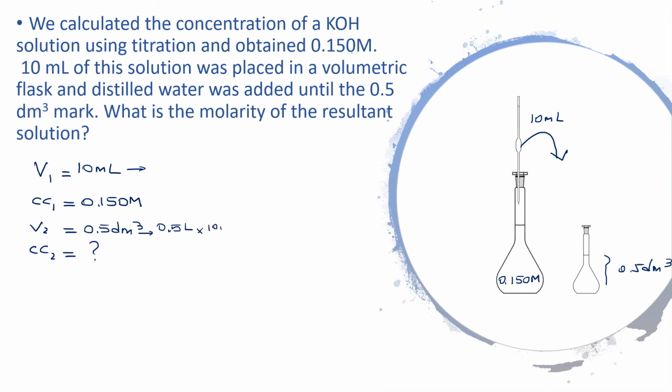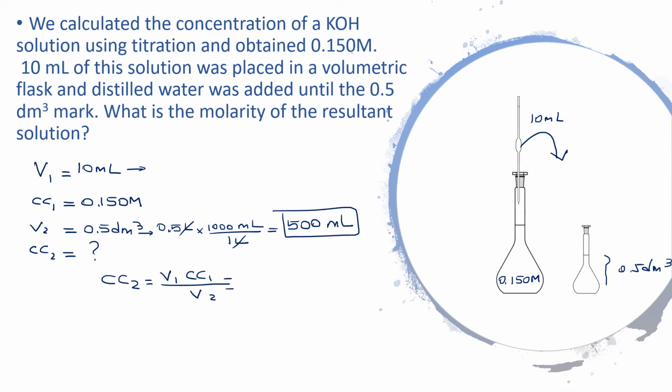So I'm going to multiply by 1000 milliliters, which is the same as 1 liter. So liters cancel, and this is 500 milliliters. And now I can apply my formula. So the concentration 2 is equal to volume 1, concentration 1 over volume 2. Volume 1 is 10 milliliters.